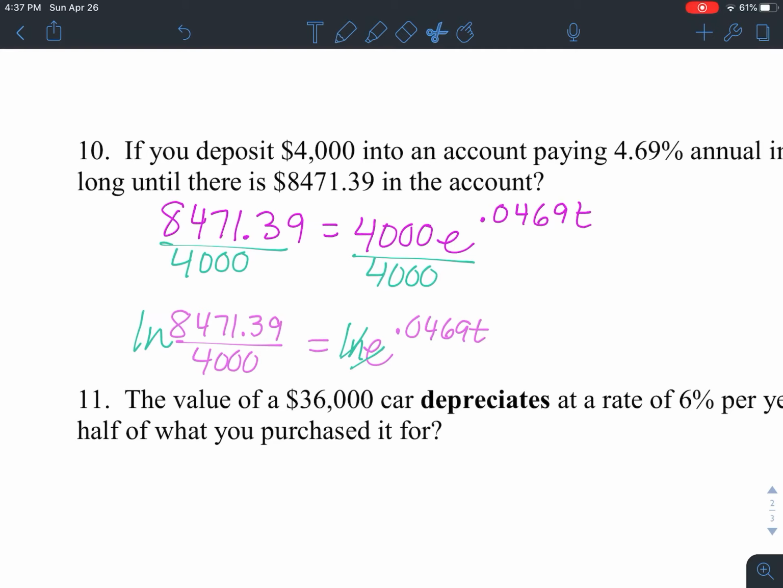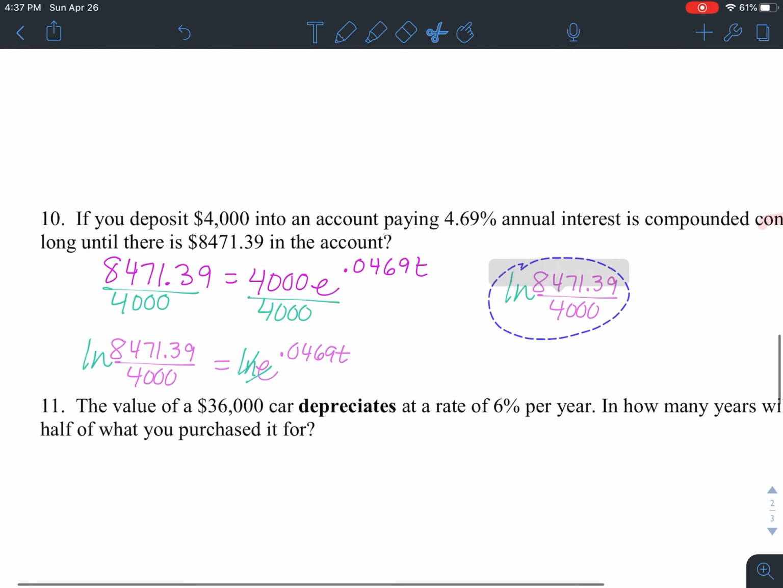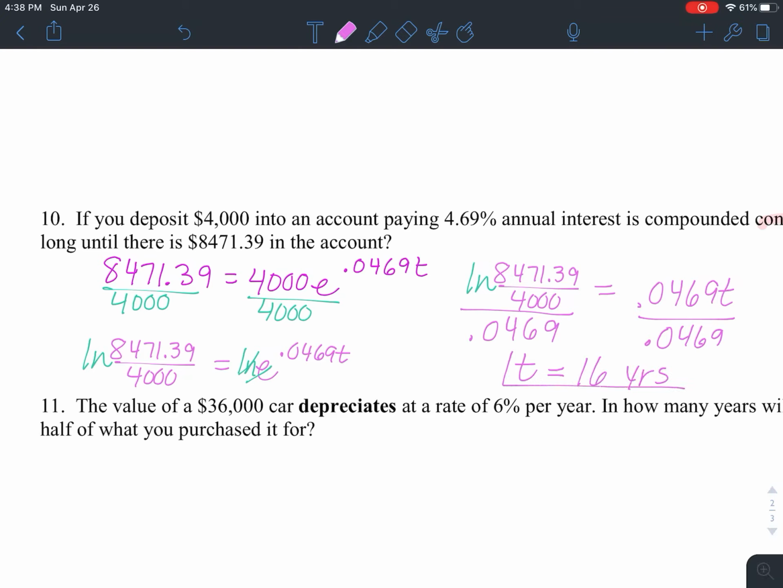So now we've got copy, paste. You get ln of that equals 0.0469t, and now you can solve for t by dividing by 0.0469. T then ends up equaling about like 16-ish years. Awesome.